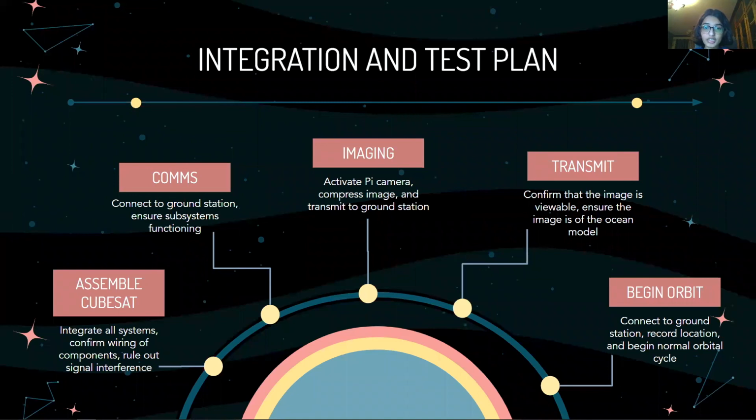Here's our integration and test plan. Our immediate next step is to assemble our CubeSat. We understand that there's a risk of certain electronics interfering with others and risks associated with improper wiring. So these are things that we'll keep in mind during this process.